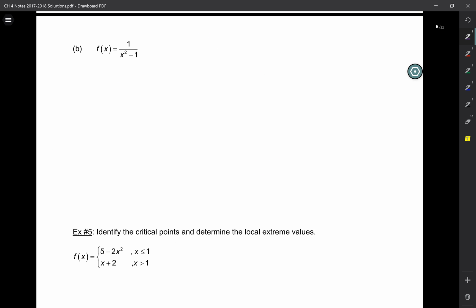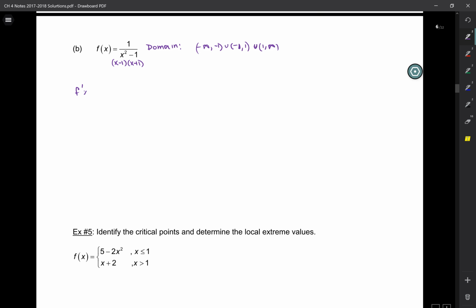Okay, so what's the domain here? Not equal to 1 or negative 1. Awesome. So it's negative infinity to negative 1, 1 to infinity. No, I missed one. Negative infinity to negative 1, negative 1 to 1, 1 to infinity. Okay, that's the domain. All right, now let's find f prime of x.